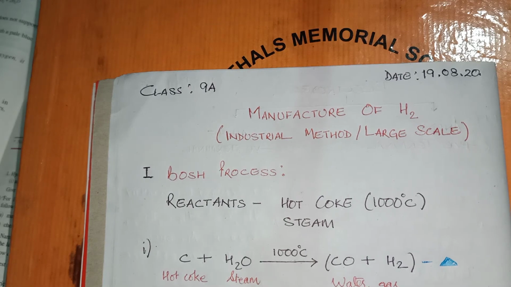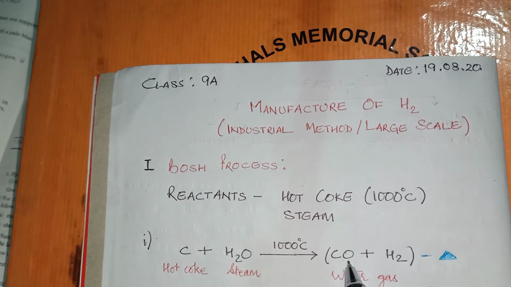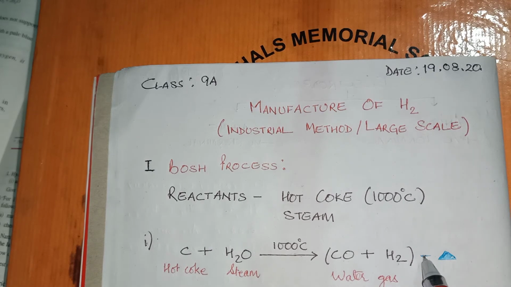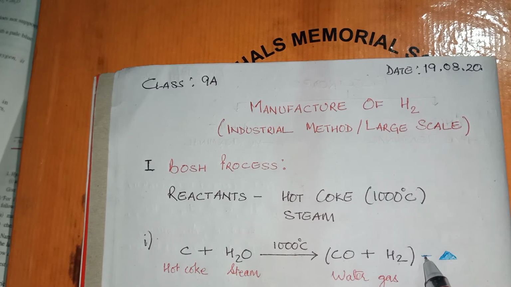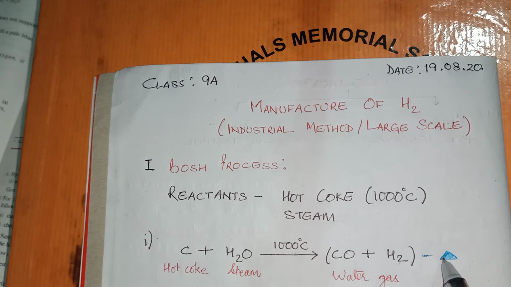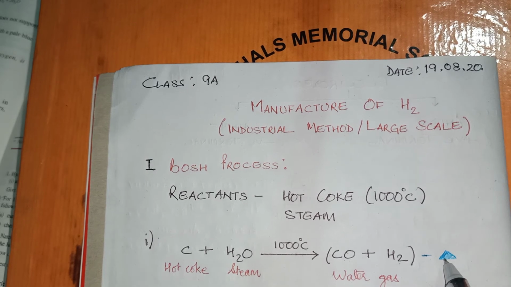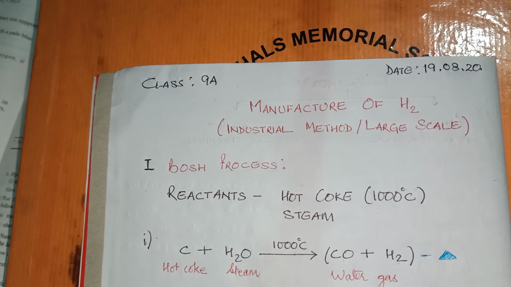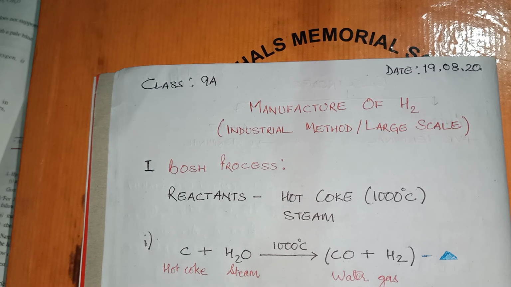And what is water gas? Water gas is a mixture of carbon monoxide and hydrogen gas. This reaction is endothermic in nature, which means it absorbs heat energy. Therefore, we don't get heat energy; instead, the heat energy is absorbed in the reaction. That's why we put a minus. This triangle sign is for heat, and this minus denotes that heat energy is being absorbed by the reaction. So this step is an endothermic reaction.